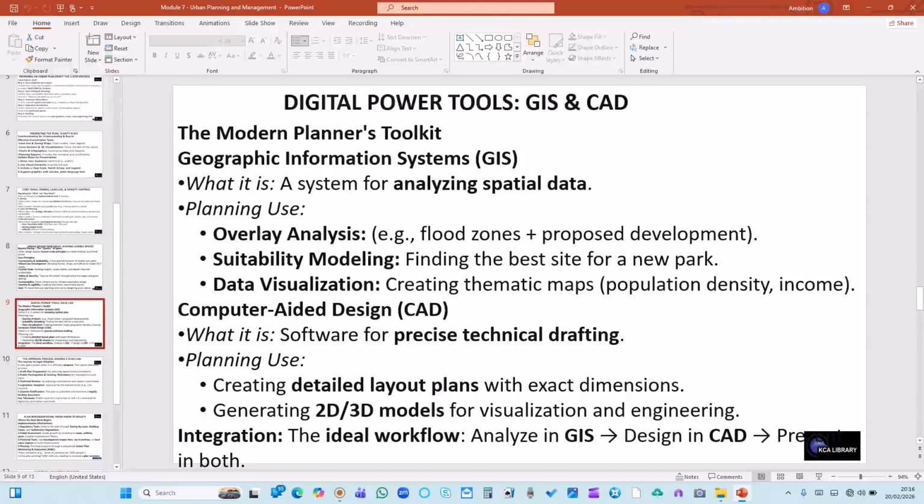It is used in planning as follows: creating detailed layout plans with exact dimensions. It's also used to generate 2D and 3D models for visualization and engineering. The integration is that the ideal workflow analyzed in GIS leads to design in CAD, which results in a preferred outcome in both areas.